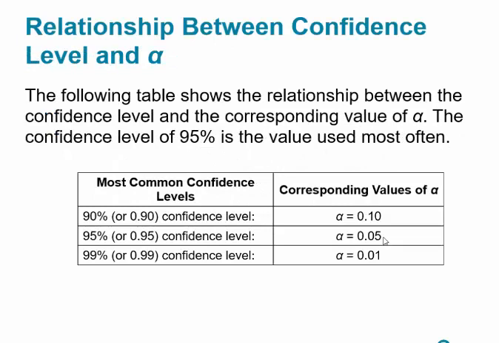Now, what's the relationship between confidence level and alpha? When we get to hypothesis testing, alpha will become clear to you, but the following table shows the relationship between the confidence level and the corresponding value of alpha. When we start doing hypothesis testing, if we use an alpha of 0.1, then we have to create a 90% confidence interval. It always has to add up to either 1 or 100%. If you use an alpha of 5% or 0.05, then you use a 0.95 or 95% confidence level, and so on.